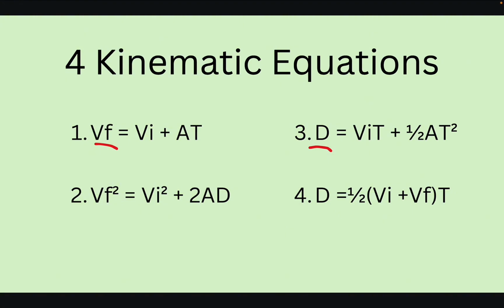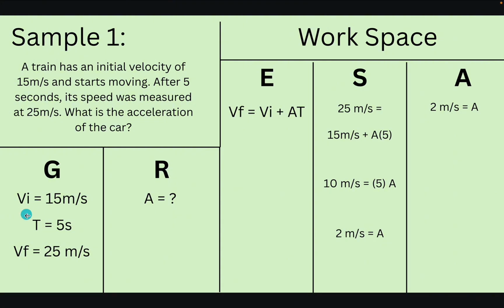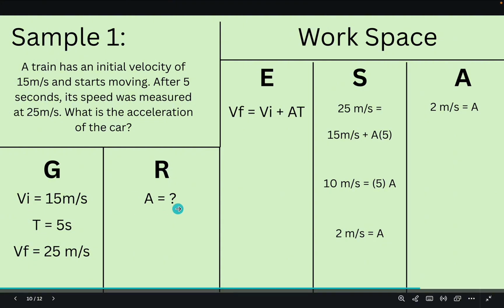There's no acceleration, which is why we need to do something a bit smart. We have to look at all 4 of these kinematics equations and look for which one has acceleration and which one of these equations has all of the other values and variables that we are given. In this case, we can see over here in our given that we have the initial velocity, the time, and the final velocity, and we are looking for acceleration.